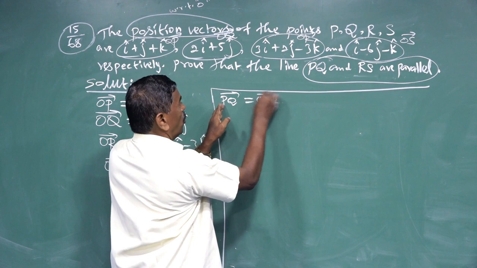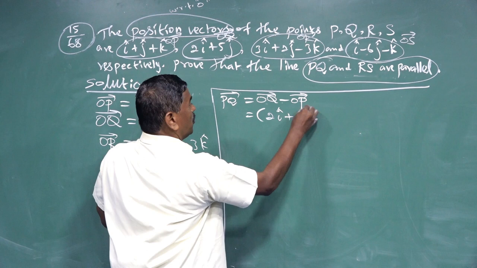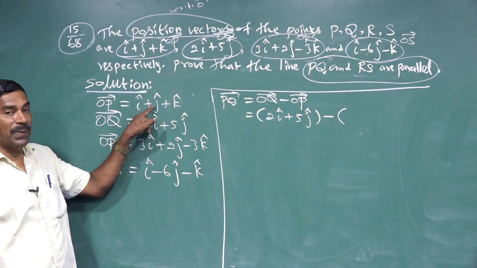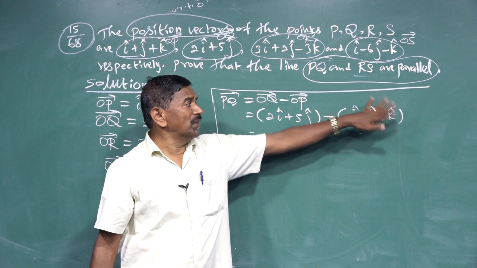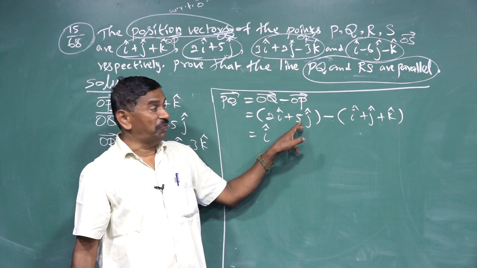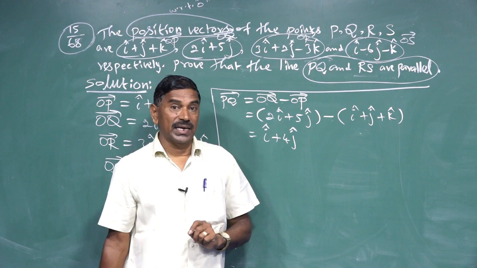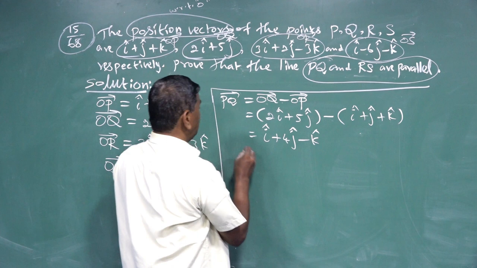Which is equal to, what is OQ vector? Yes, 2i cap plus 5j cap minus of OP vector. What is OP vector? Yes, i cap plus j cap plus k cap. Now minus is going to multiply inside the bracket, all the terms. Minus i plus 2i, 2i minus i is i. Next, minus j, but here 5j, 5 minus 1 is 4, so 4j cap. Next, k absent, k present, minus going to multiply inside. That is minus k cap, which is PQ vector. Box it.